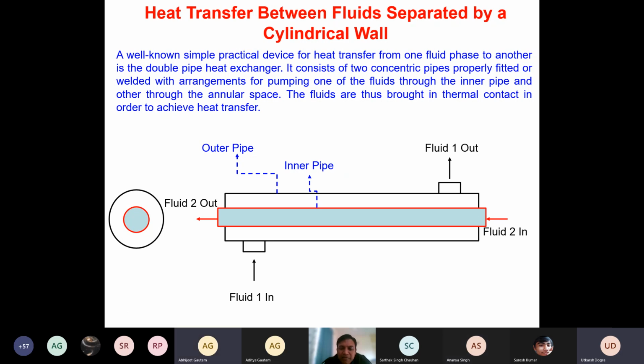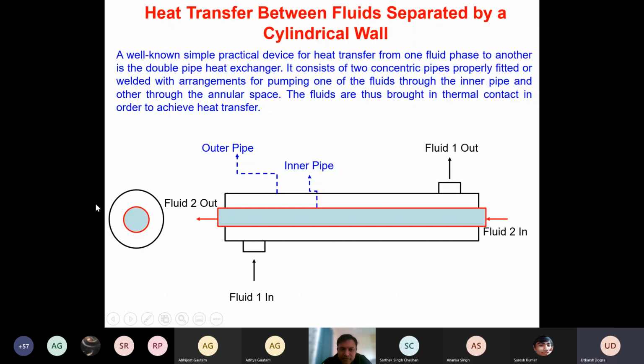So one fluid is entering an annular space and coming out from this annular space like this. Another fluid is entering through this inside pipe and coming out through this inside pipe. Both these fluids are separated by a metal wall, which is shown by red lines here. If you look at the cross section, it is like this. Is it clear? This is something called a double pipe heat exchanger.